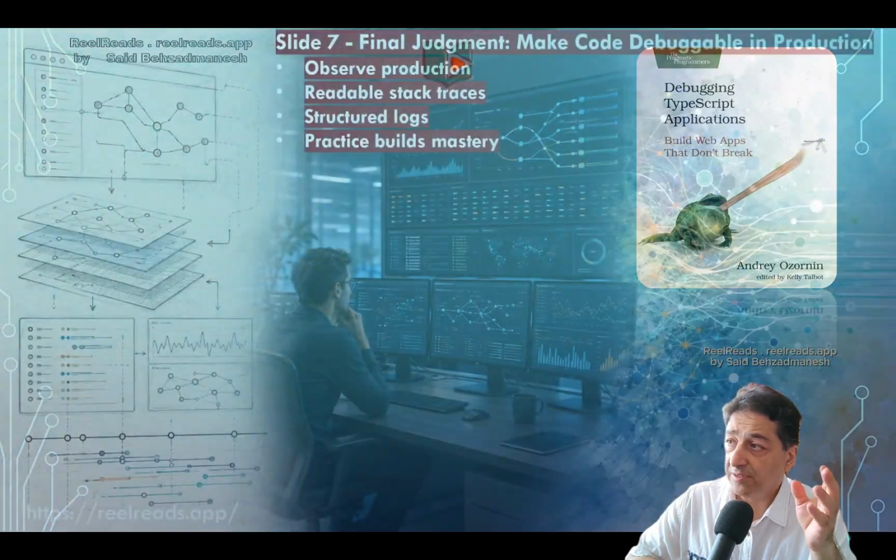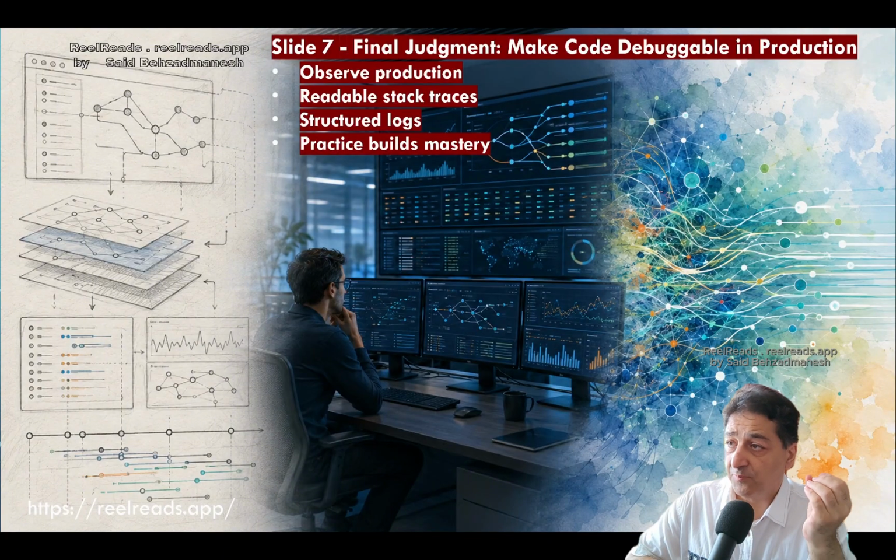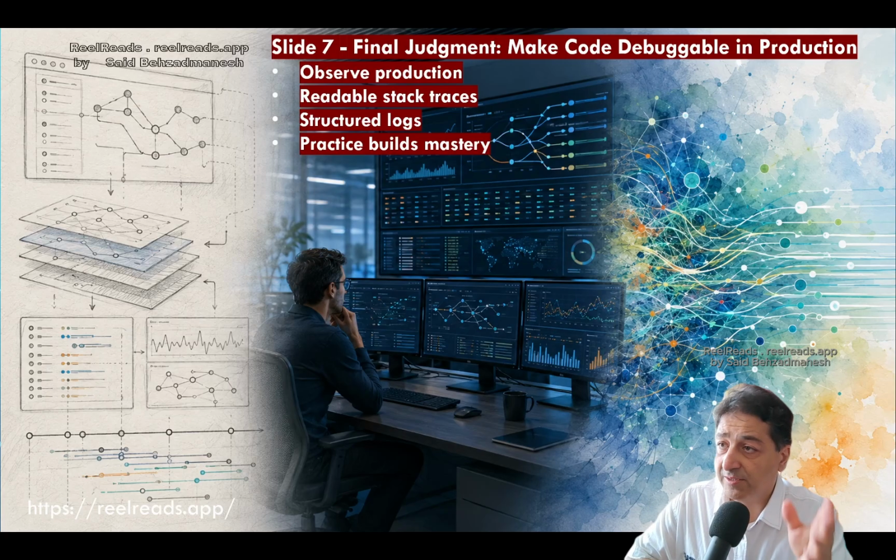The final chapter gives the book its professional ending. Local debugging is not enough. Real users encounter failures on real devices, networks, browsers, and releases. So the application must report useful evidence back to the team. Sentry, source maps, structured logs, and performance traces become part of the debugging system.